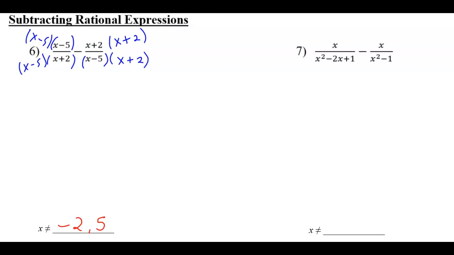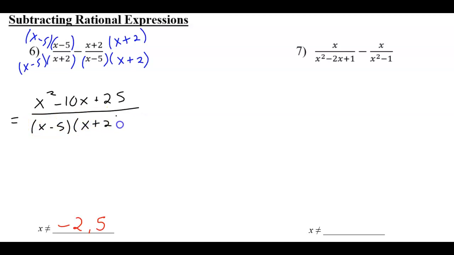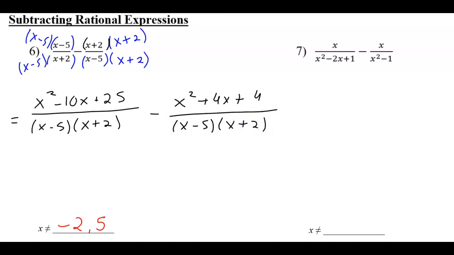Okay, so the numerator of the first fraction, if we FOIL this out, would be x squared minus 10x plus 25 over the common denominator, which remember the denominator can stay factored, minus, and then x plus 2 times x plus 2 would be x squared plus 4x plus 4, all over that common denominator that now has both of the factors. And once that's done, we just subtract across the top.